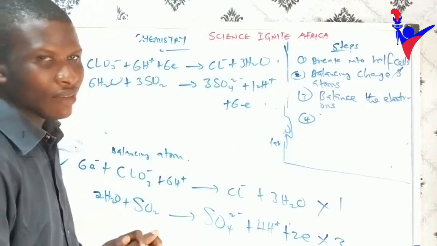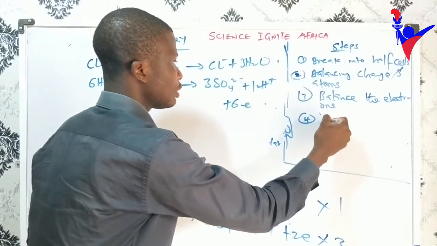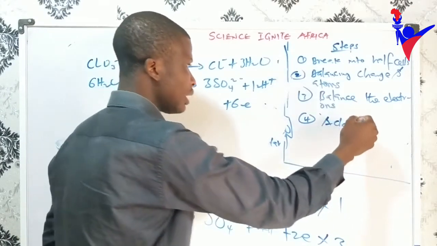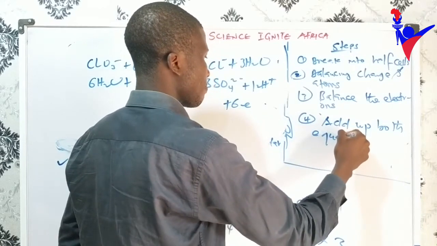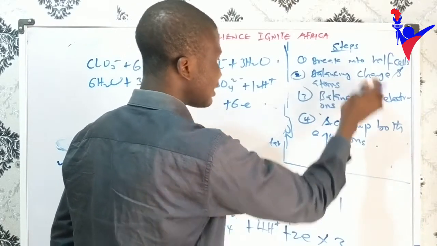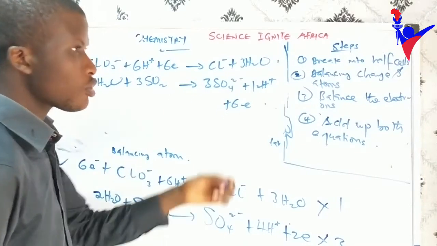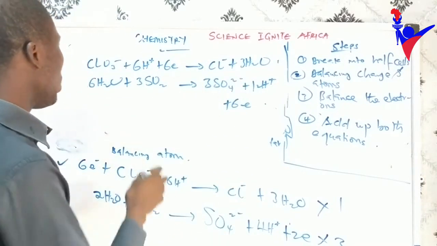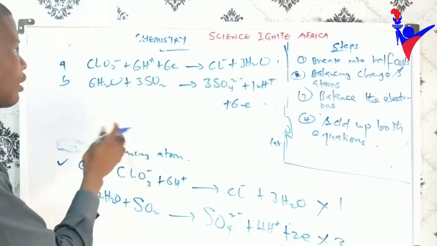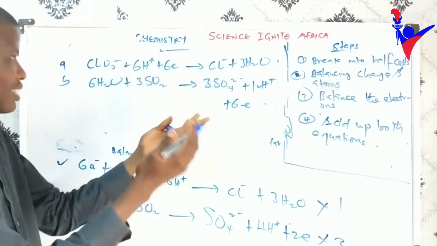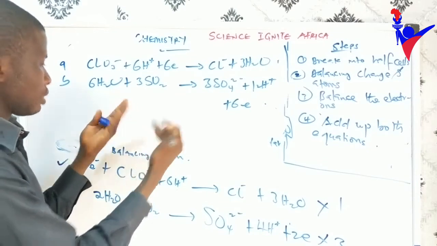Fantastic. The next thing you have to do is add up the equations. Add up both equations. In fact, this is the same step you are going to follow when we get to basic medium. So when you add up A and B together, what do you have? Now, before you add up, just look at it.